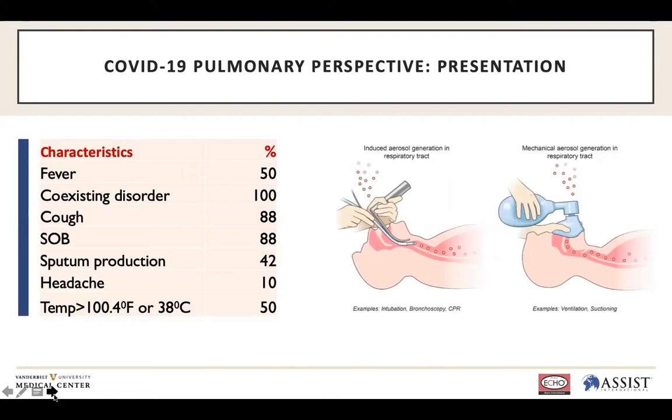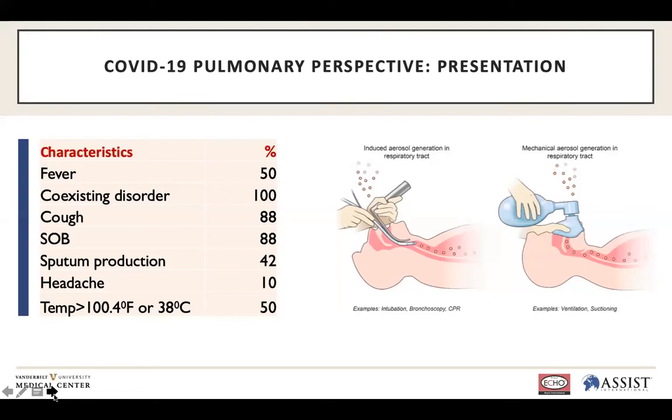Now remember that 15 to up to 30% of patients infected with the virus will never develop symptoms, which is a big challenge when we are trying to do case finding. As you can imagine, if you're asymptomatic, good luck with finding these.